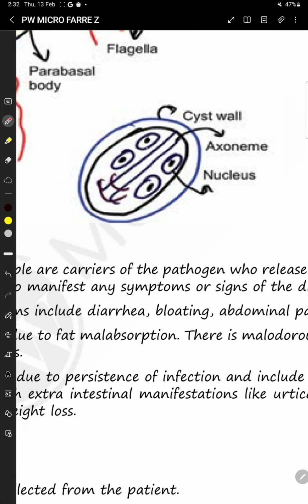This is the structure of the cyst. This is the cyst wall. Then this is the axoneme, and then the nucleus.